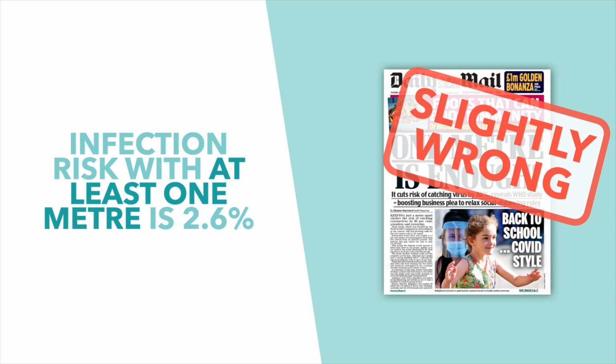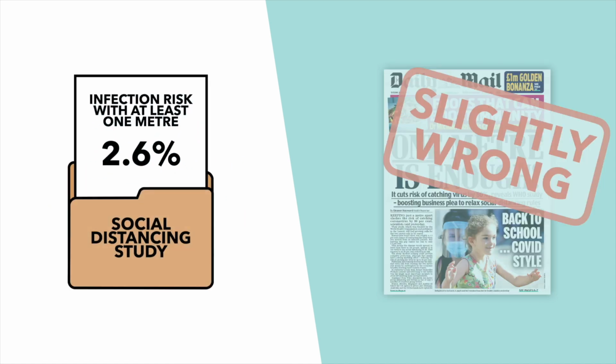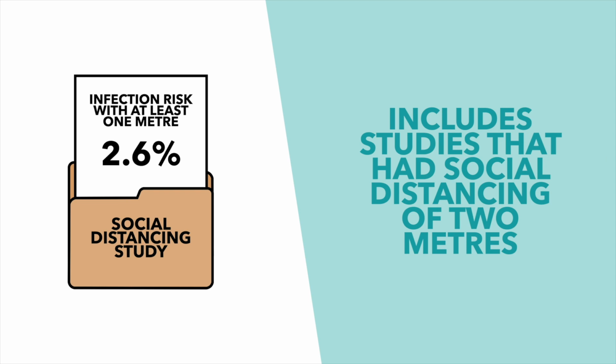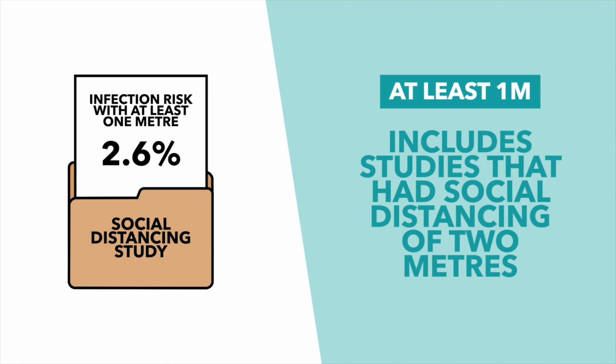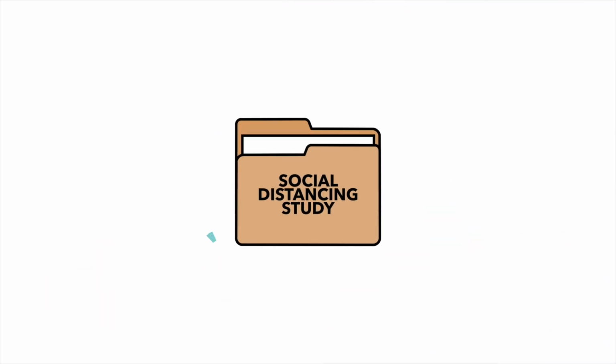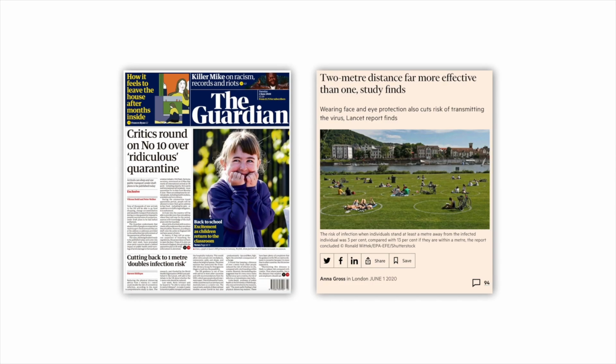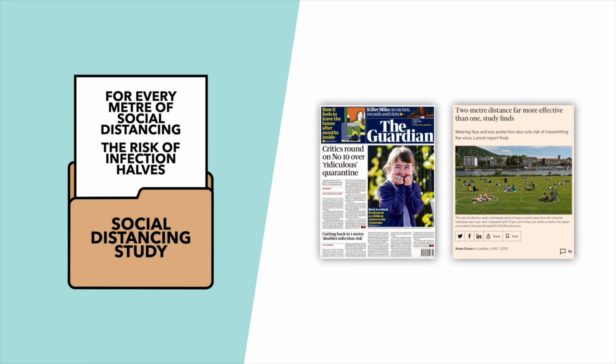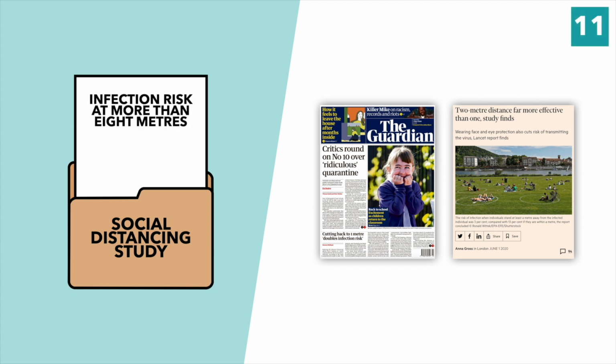This distinction is important because the meta-analysis uses studies that had social distancing of up to 2 metres. And these all fall under the same bracket of at least 1 metre. So the 2.6% figure is calculated using a combination of both 1 metre and 2 metre studies, not just the 1 metre ones like the Mail seems to claim. The other major finding, which is mentioned in the Financial Times article and on The Guardian's front page, is that the study found that every added metre of social distancing halves the chance of infection, up to about 8 metres, at which point the chance of infection drops to zero.